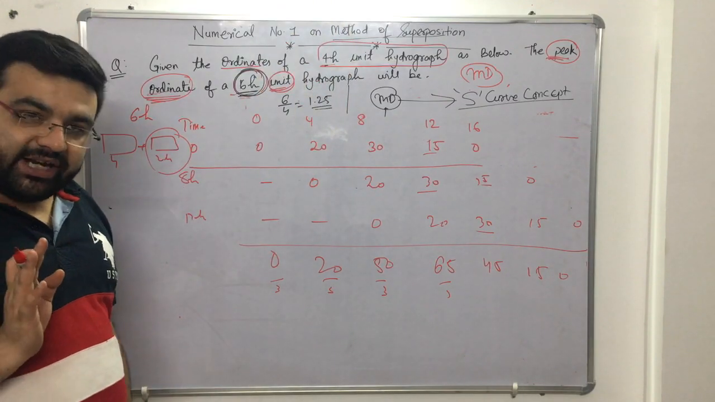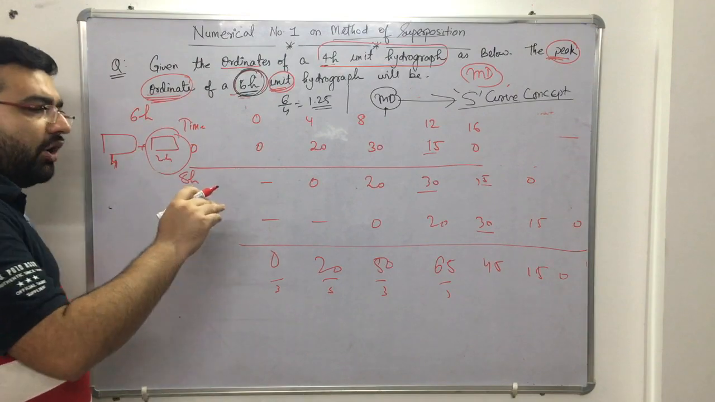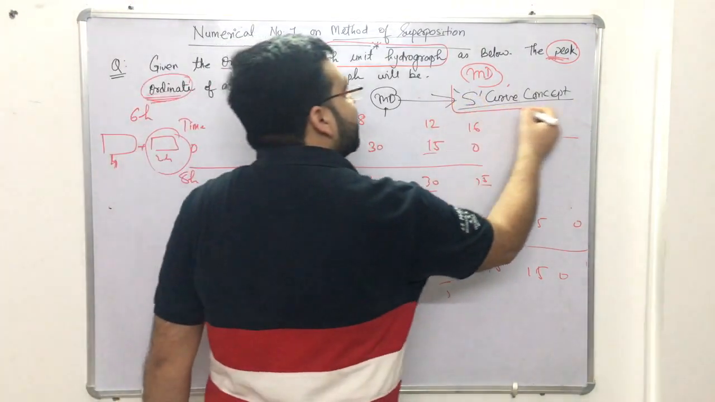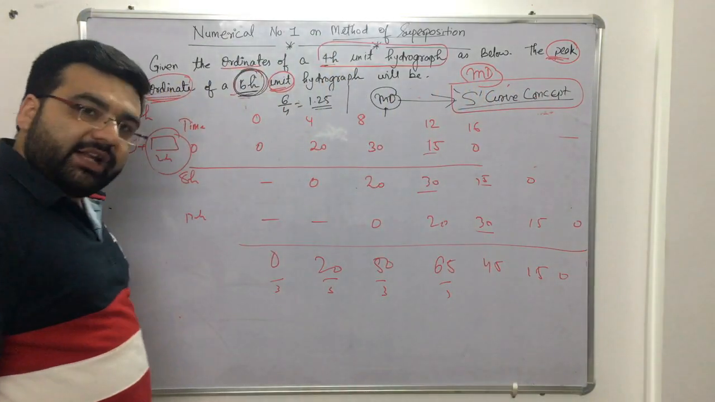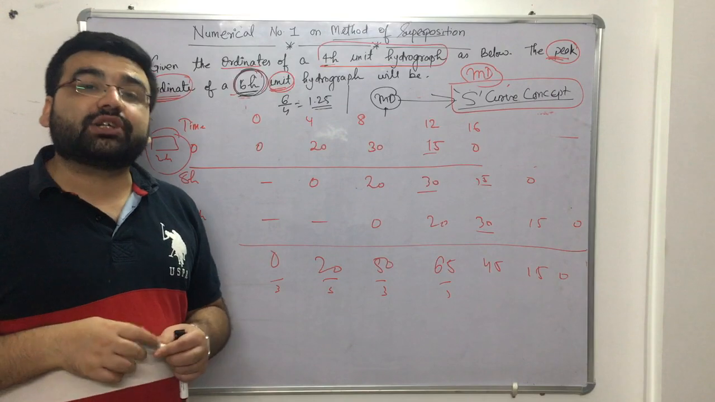The thing is that we usually know the ordinates of a 4-hour or 5-hour unit hydrograph. So at that time, the S-curve concept comes into the picture. Clear? Okay. Now let's move to the next topic and understand the concept of the S-curve.